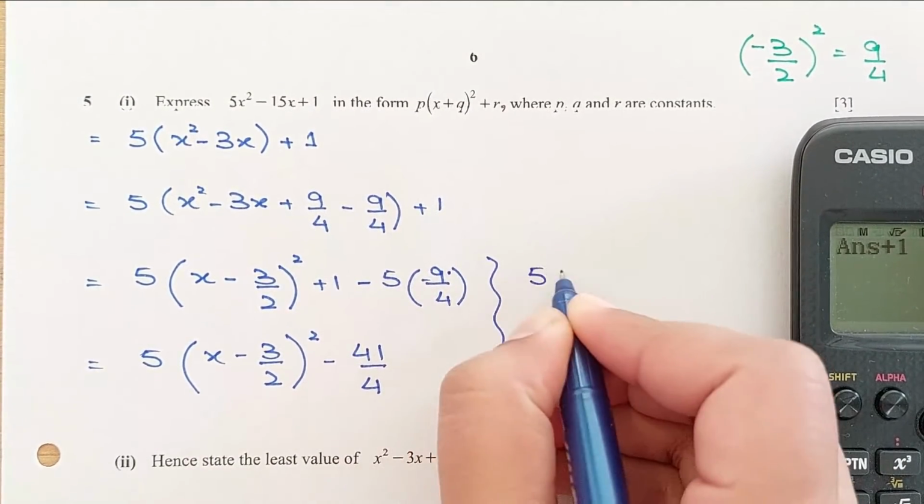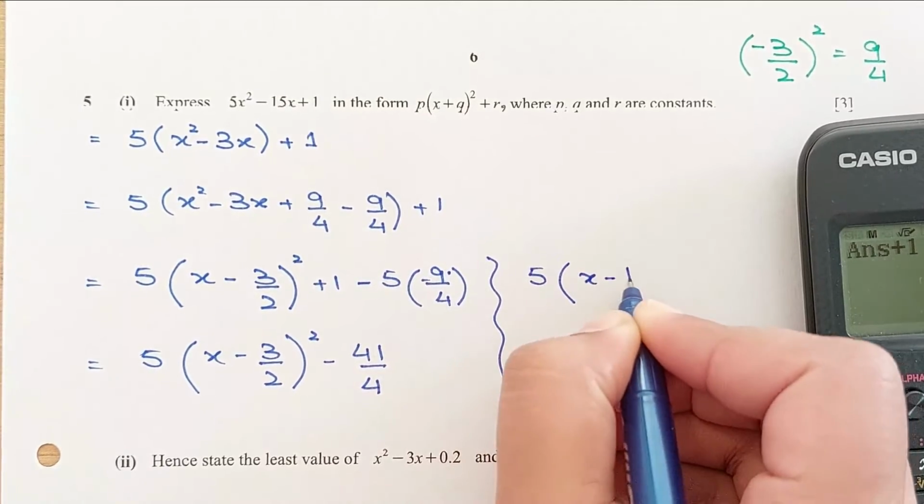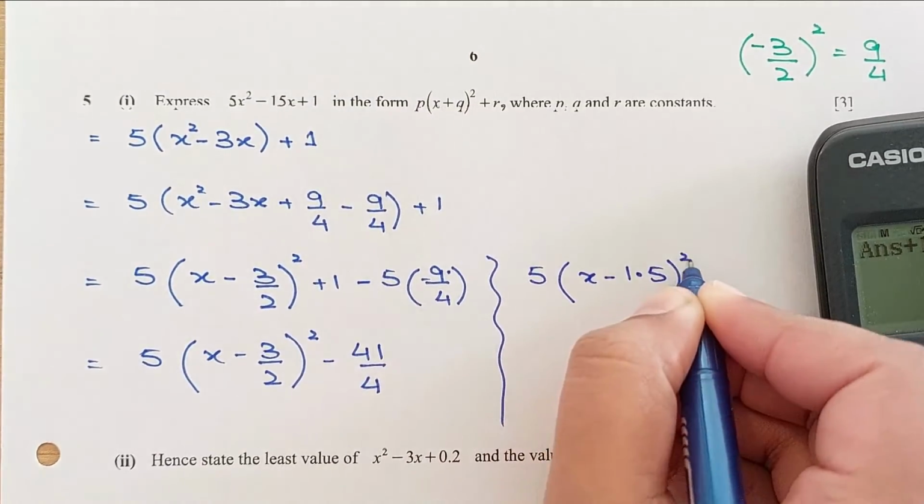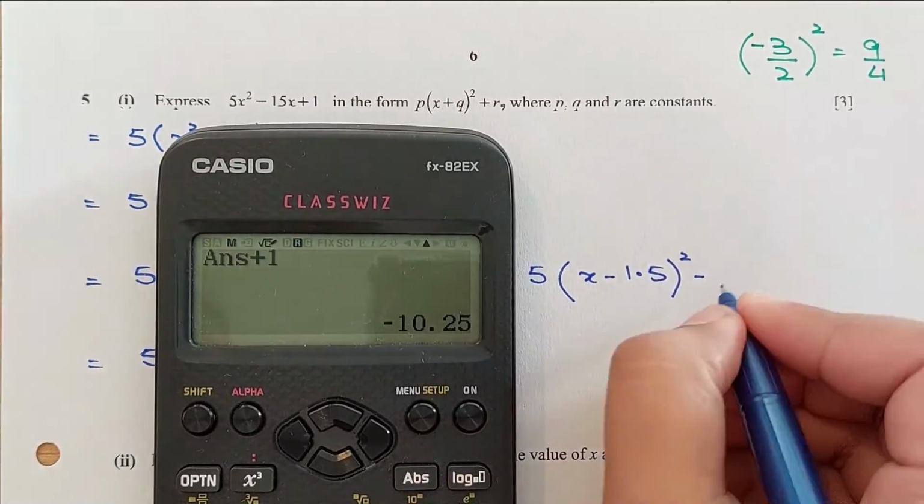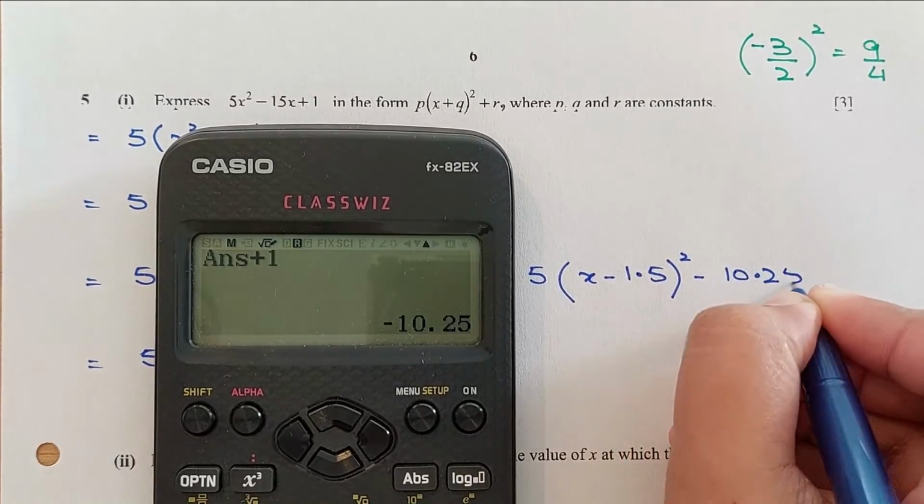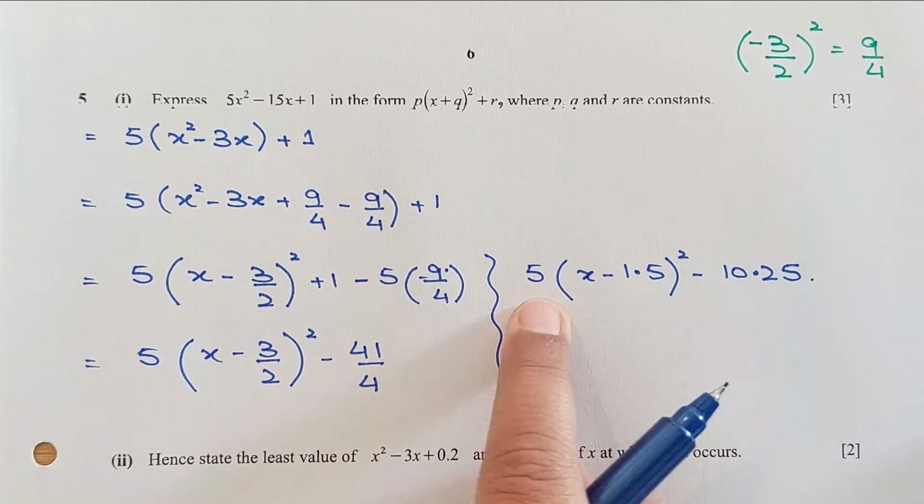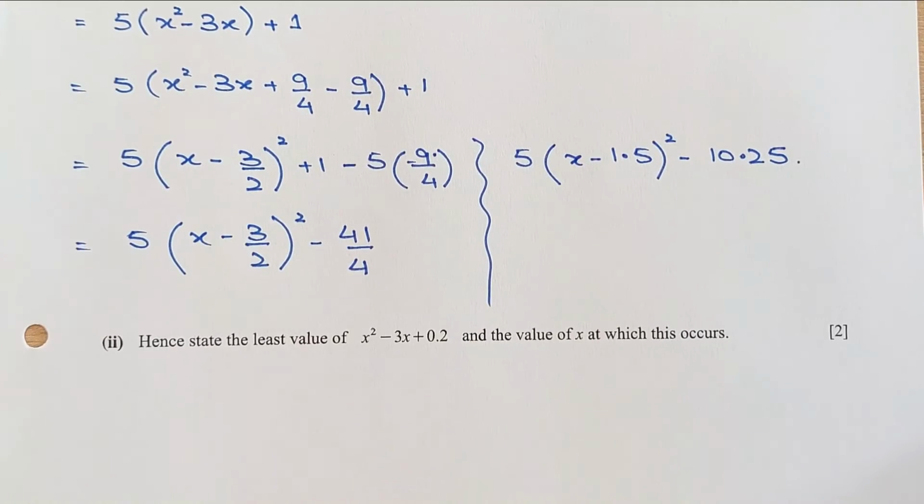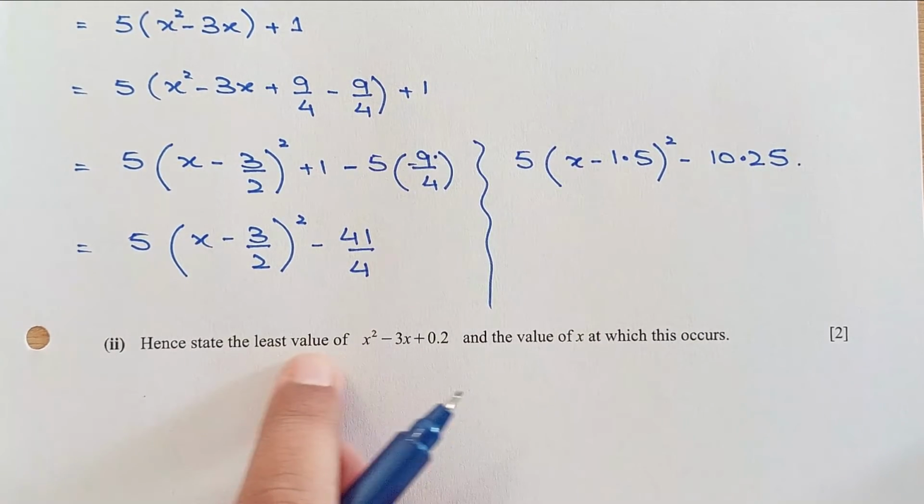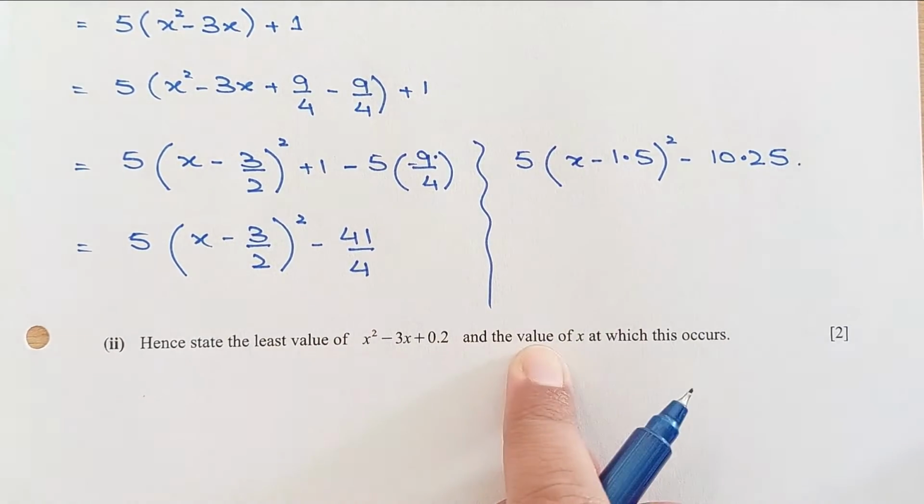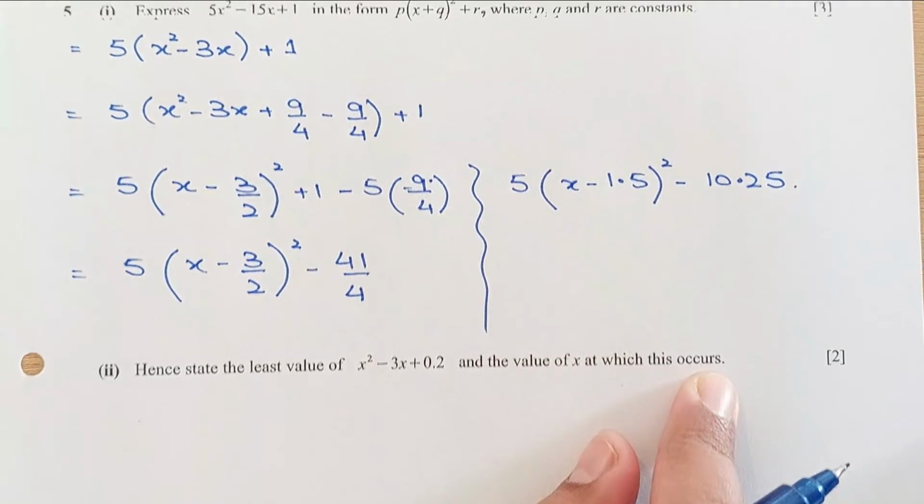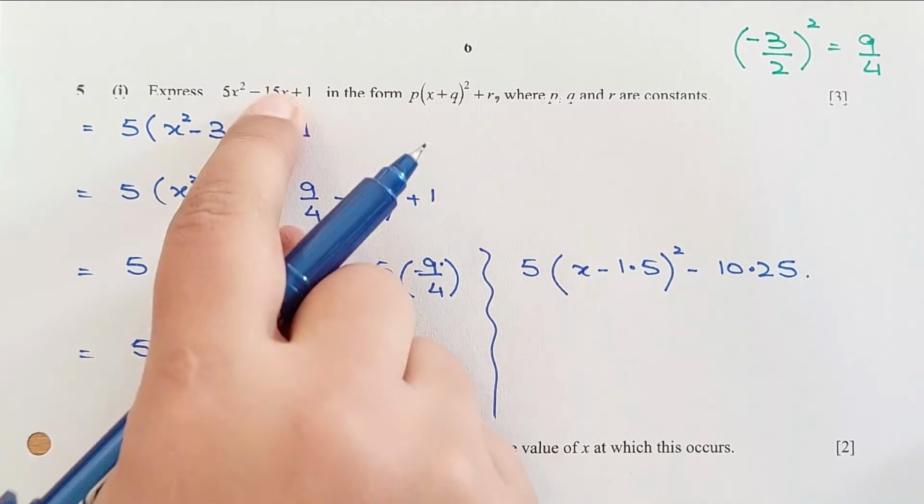So 5 into (x minus 1.5) whole square minus 10.25. This is the vertex form, right? So this is P, Q, and R. Now for the second part, hence state the least value of this function and the value of x at which it occurs. Okay, so compare this function with the given one.